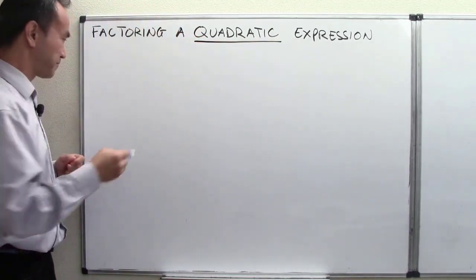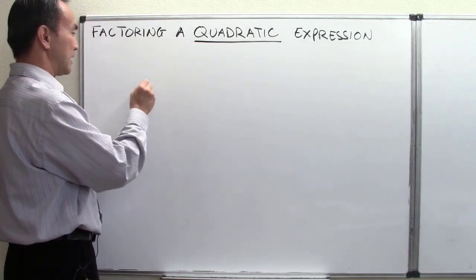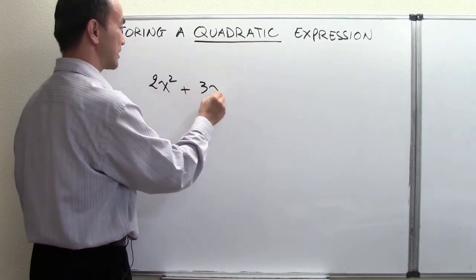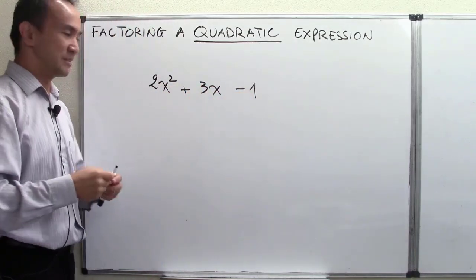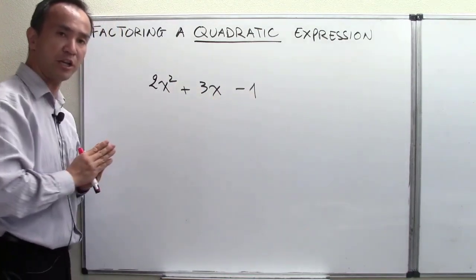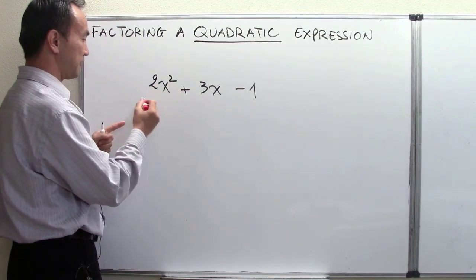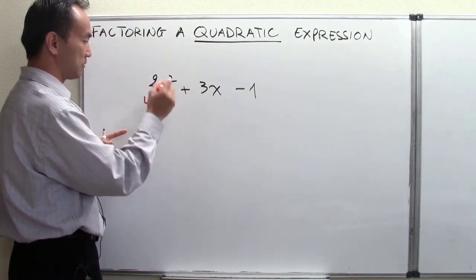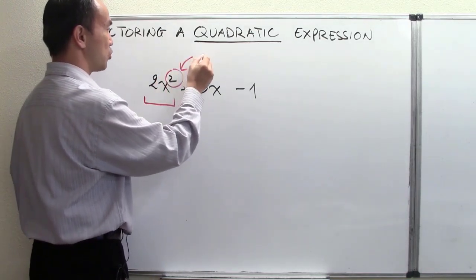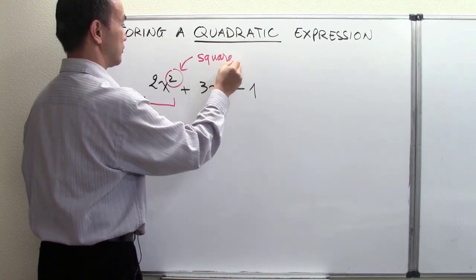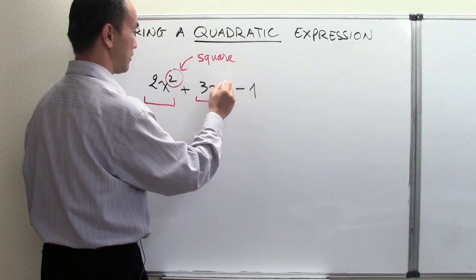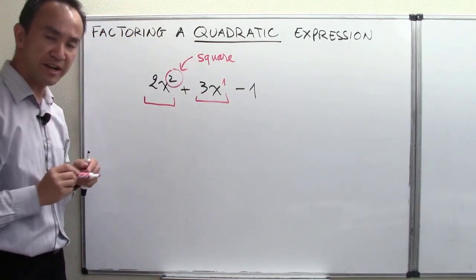Alright, so we have seen something like this: 2x squared plus 3x minus 1. We have variables, and we have three terms for this polynomial. The first term is the one with the variable raised to the highest power, the square power. Then there's a linear term. This is power 1. We don't see a power written down, which means it's power 1.